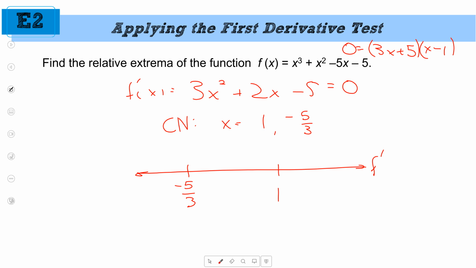Negative 4. If I plug negative 4 into the first derivative, how do I know to plug into the first derivative? Do I get a positive or negative answer? Negative 4 here would be a negative times a negative, which would be positive. I hope I did that correctly.